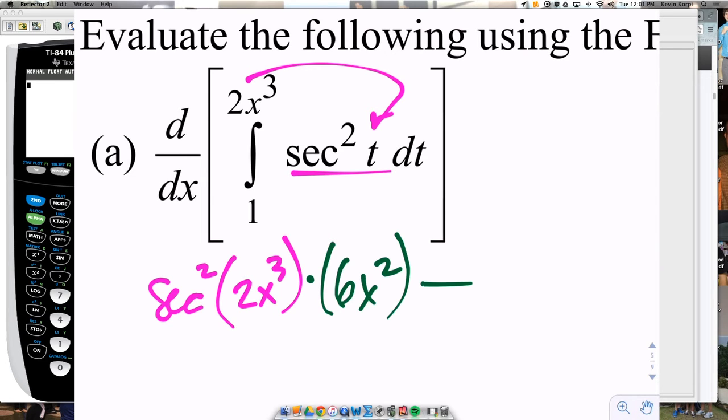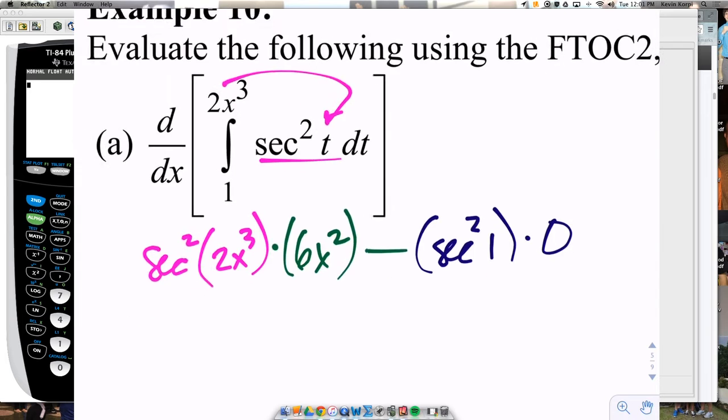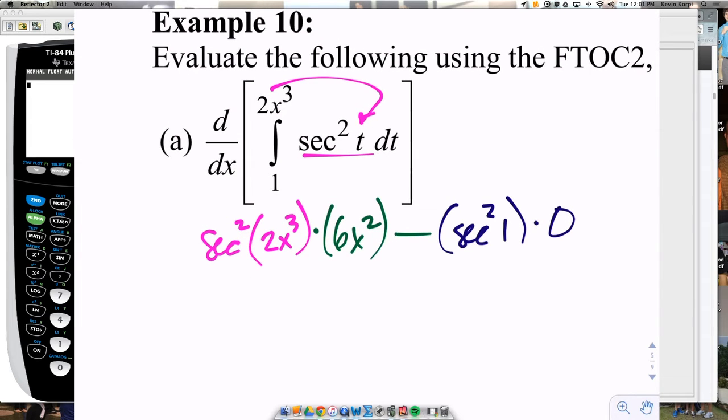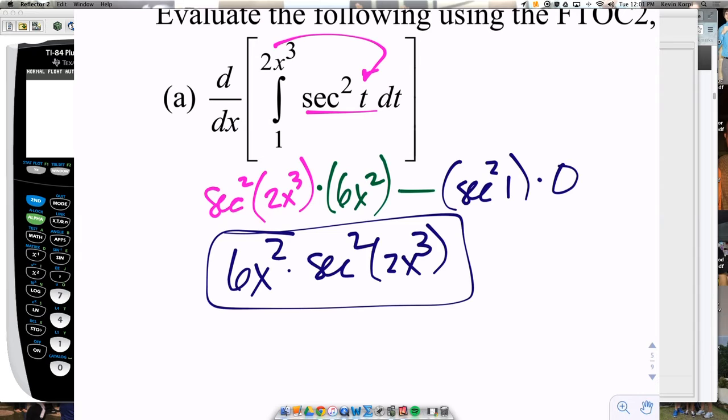So you plug in the top, minus, you do the same thing in the bottom, right? Same thing in the bottom. Let's go with blue. You're going to plug in a 1, and you get secant squared of 1 times the derivative of 1, which is 0. So if you recognize that it's a constant on the bottom, you know its derivative is 0. You technically don't even have to plug it in. But it does simplify to 6x squared times secant squared of 2x cubed. Boom, and you're done. Now, it's not the integrand perfectly with an x in it, but it is still some form of the integrand. It's a secant squared function.